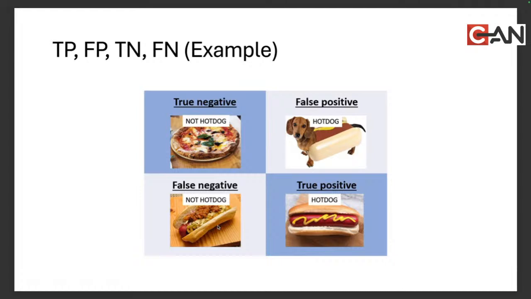It's a chili dog. And so these gray boxes are the situations in which our model is wrong. The blue boxes are the situations in which our model is right. So accuracy is correct predictions over all predictions. So it's blue boxes over all 4 of these boxes.